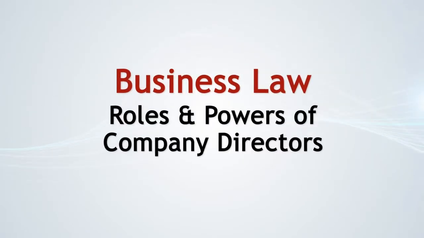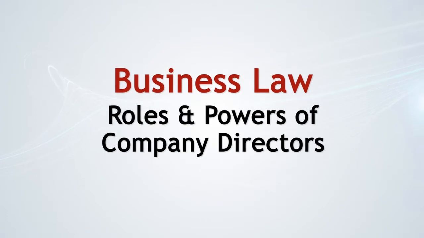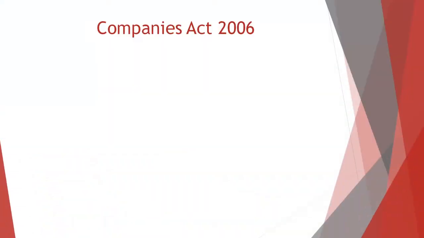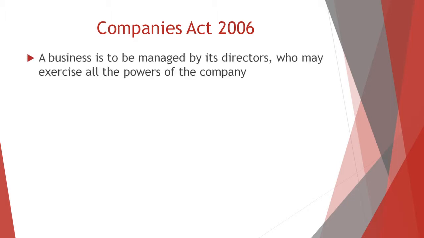In this module, we will cover the division of powers within companies, and in particular the role and powers of company directors. A company's Articles of Association usually provide that, subject to the Companies Act and any contrary provision in its articles, its business is to be managed by its directors, who may exercise all the powers of the company.